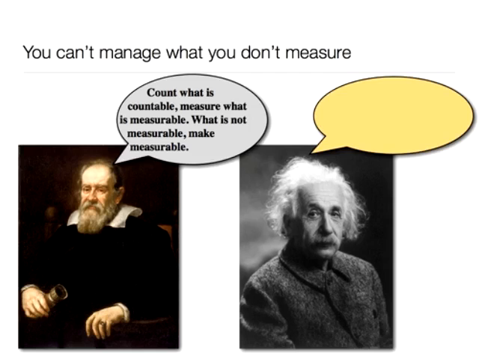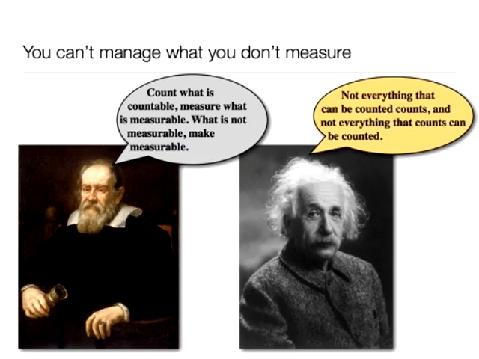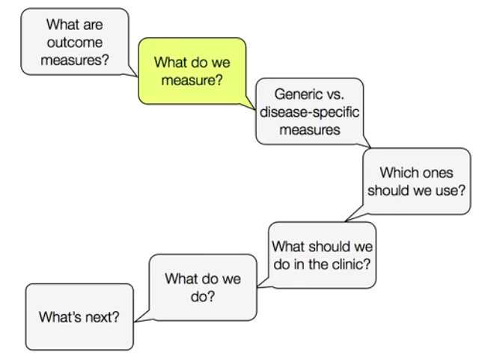Now, before I get carried away, an equally smart guy, Einstein, said, not everything that can be counted counts, and not everything that counts can be counted. So we shouldn't get too far carried away, but I think the message here is if we can measure things, we should, because we'll be more objective and more accurate. So conceptually then, given that, what do we measure?